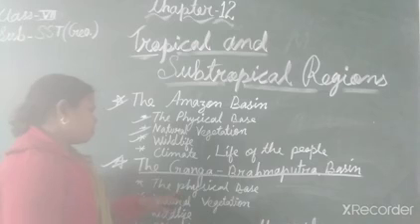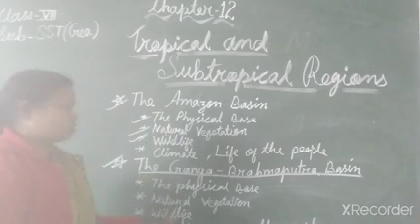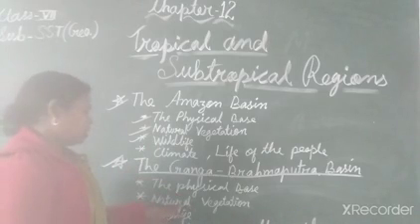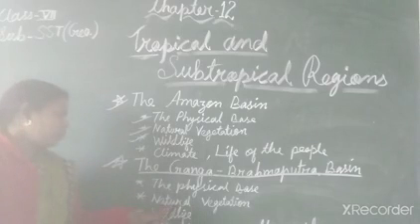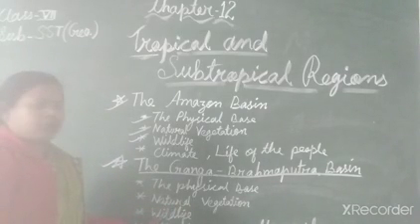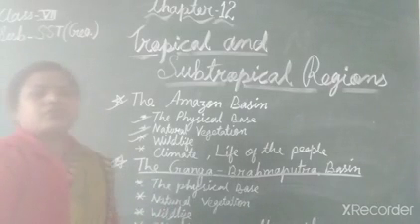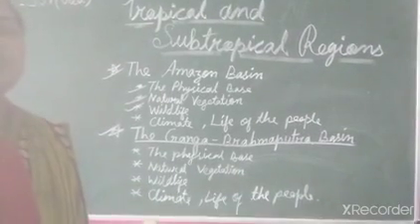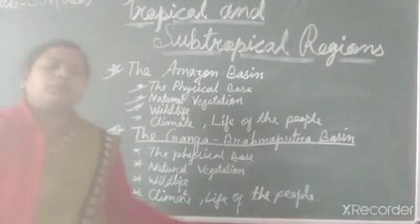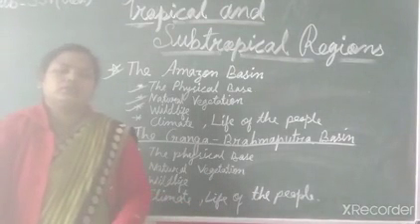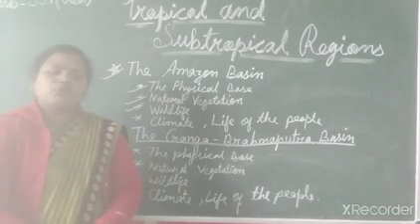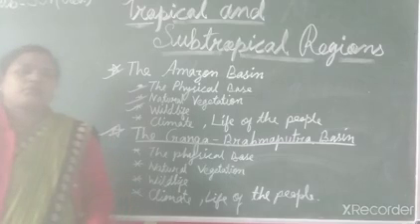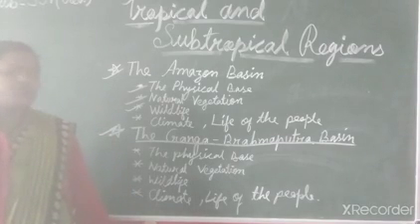In the same way, in the next point, we are going to study about the Ganga Brahmaputra basin, in which the same points are here also. First, the physical basis. Second, the natural vegetation in that area. Third, the wildlife in that area. The climate found in this Ganga Brahmaputra basin and the life of the people living in this region. So let's see all these points in the book one by one in detail, so that we are clear about all topics. So let's see the book.